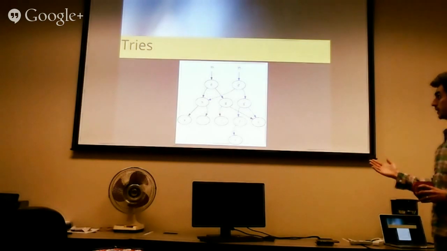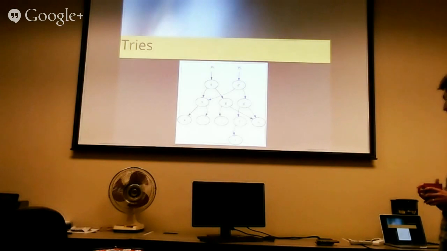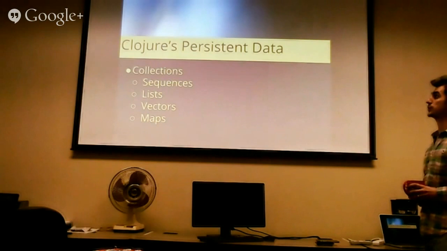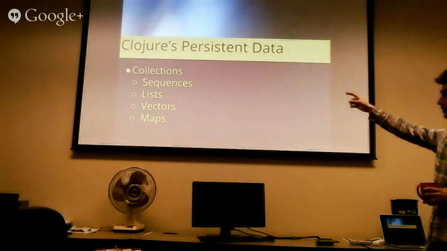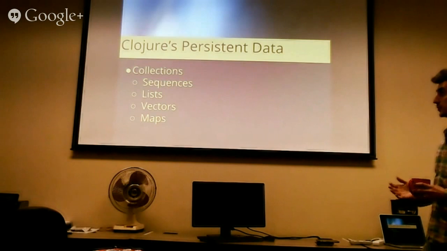And so what's really nice about these is that they're extremely fast to search. So it's not quite as slow as the fat node situation. So in Clojure, they're using these types of persistent data structures constantly. So each one of these collections, sequence, lists, vectors, maps, they're all internally represented as trees.